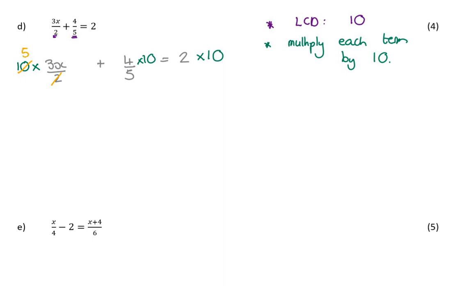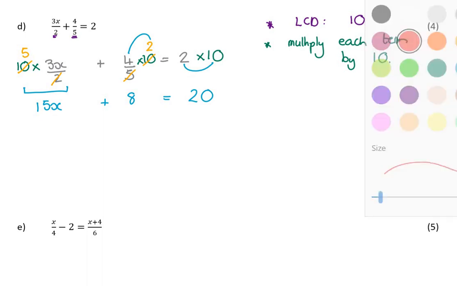So I actually get 5 times 3x. And 5 goes into itself once, but it goes into 10 twice. I'm basically going 10 divided by 5, which is 2. So I get this term, 5 times 3x, which is 15x. This becomes 4 times 2, which is 8, and 2 times 10, which is 20. Now this goes straight back to being a really nice equation.